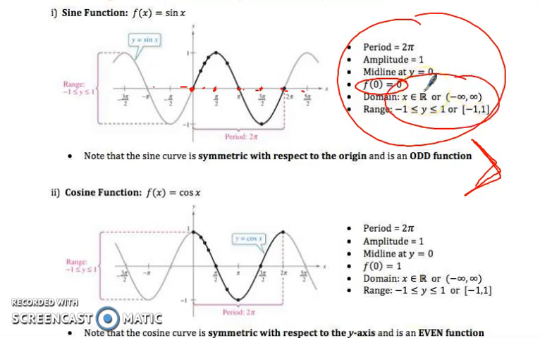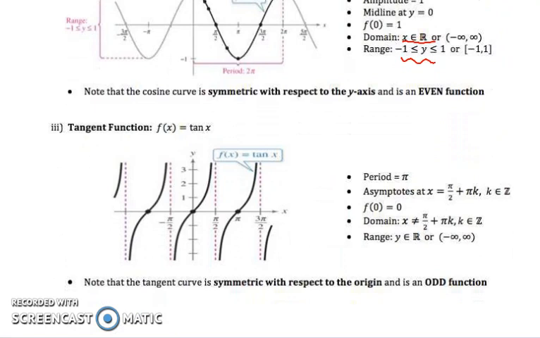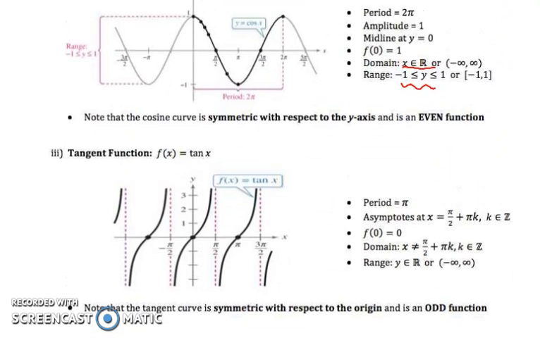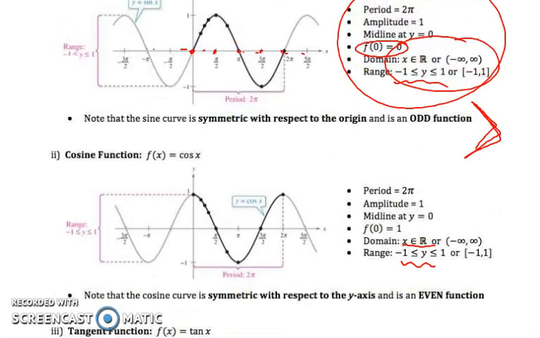Remember the domain and range. The domain for each is all real numbers. The range is from -1 to 1. So really what we're going to focus on is the tangent curve, because you have not really talked much about the tangent. Sorry, before I do that, there's one thing I did forget, and that is to emphasize even and odd functions.